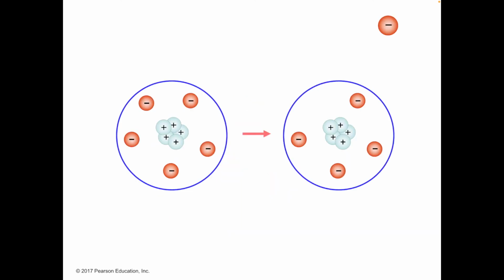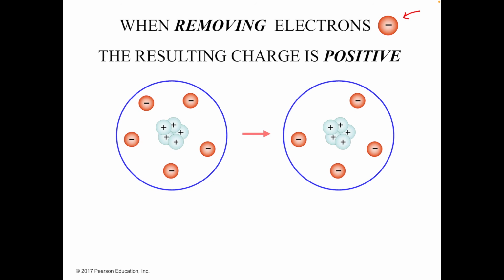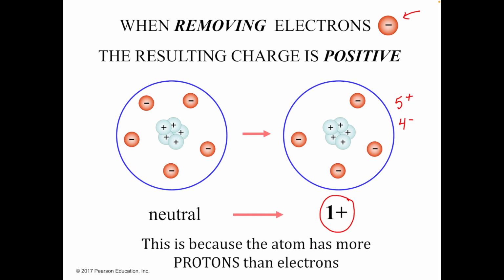So when we have something right here, we had 5 protons in the middle and 5 electrons around the outside. And here we have now only 4 electrons around the outside because we've lost this 1 electron. When we are removing electrons, the resulting charge is positive because the number of protons is now outnumbering the number of electrons, right? We have 5 positives and only 4 negatives, so we end up with an overall charge of 1 plus. So the atom now has more protons than it has electrons.